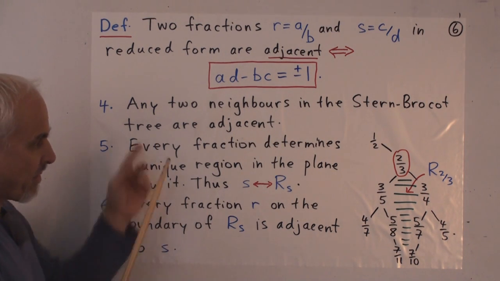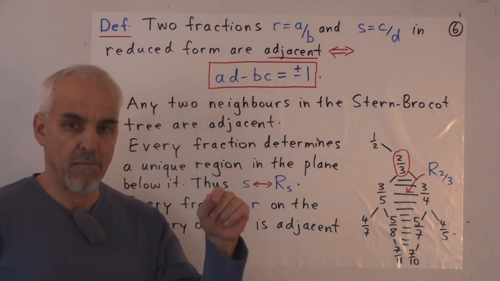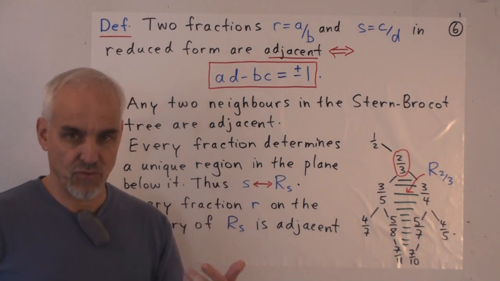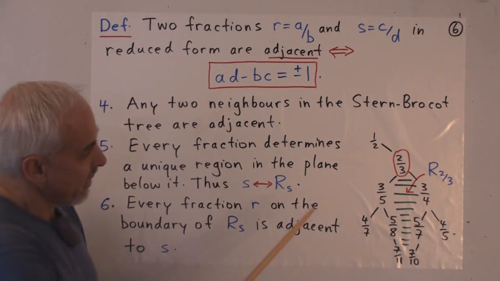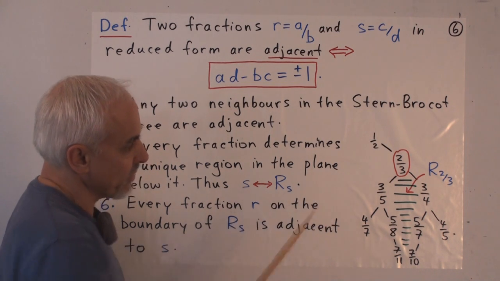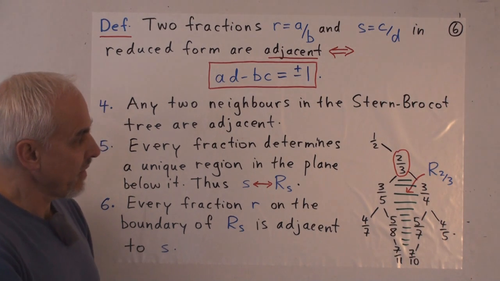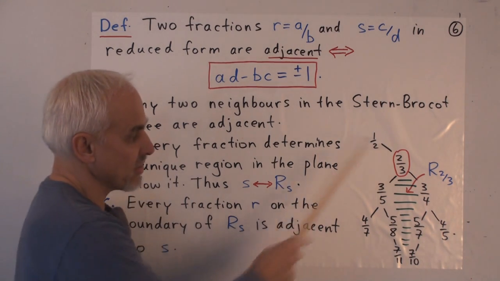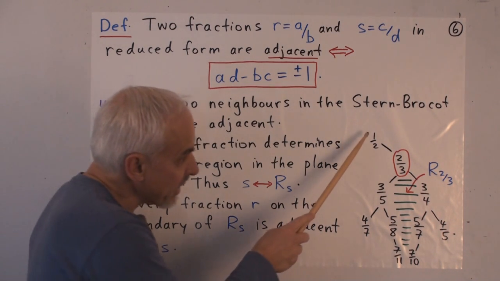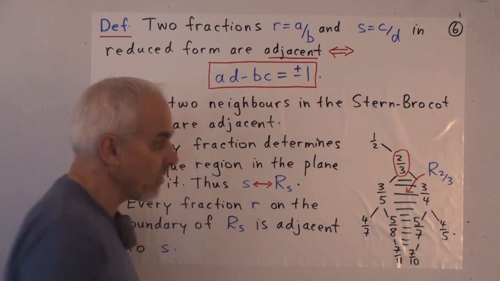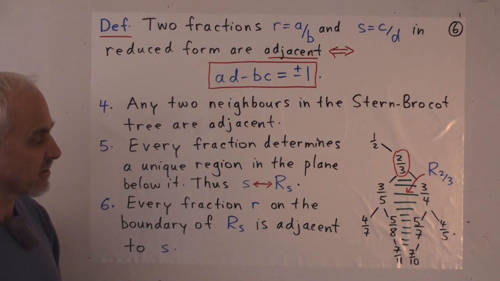All right, so our next property is this one, that any two neighbors in the Stern-Brocot tree are adjacent. And what I mean by neighbor now is that they are connected by a bond or an edge of the tree. So for example, this is part of the tree. There's 1/2 and one of its children is 2/3. So there's a bond or an edge between 1/2 and 2/3. And this property is saying that these guys are actually adjacent fractions. We can check that by taking 1 times 3 minus 2 times 2. That's minus 1. So those guys are indeed adjacent.